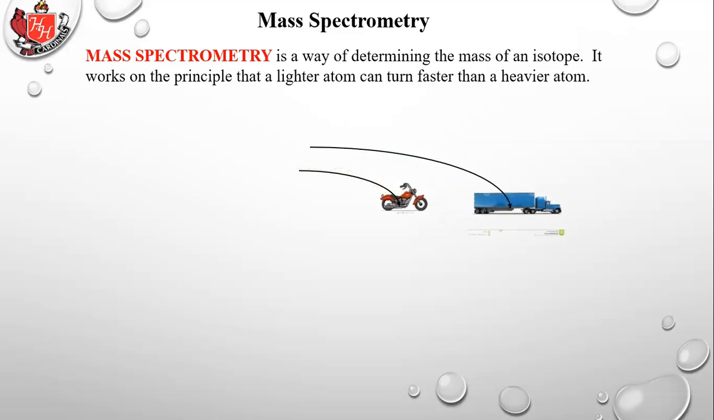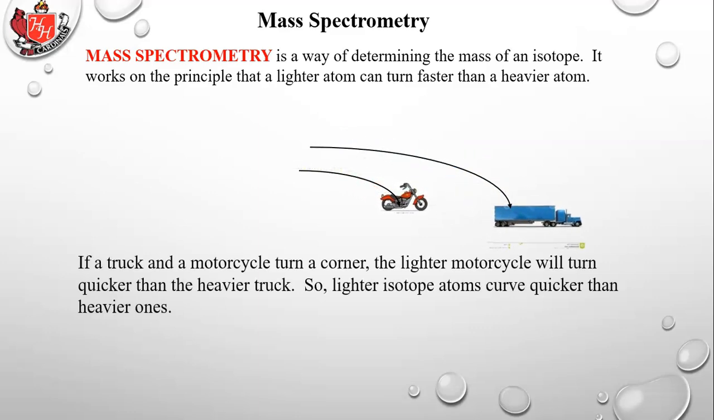So there you see a truck and a motorcycle. If a truck and a motorcycle turn a corner, the lighter motorcycle will turn quicker than the heavier truck. So lighter isotope atoms curve quicker than heavier ones. And we're going to view a video reading a mass spectrometry graph, and that's one of the things they would ask you on the AP, to be able to interpret a graph of mass spectrometry.